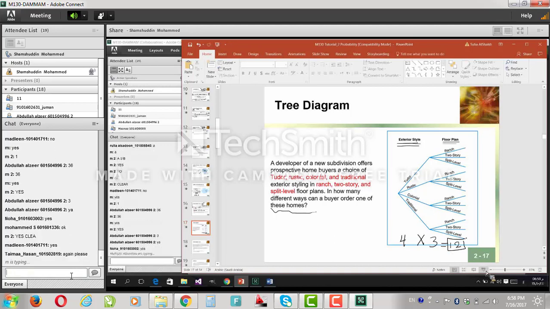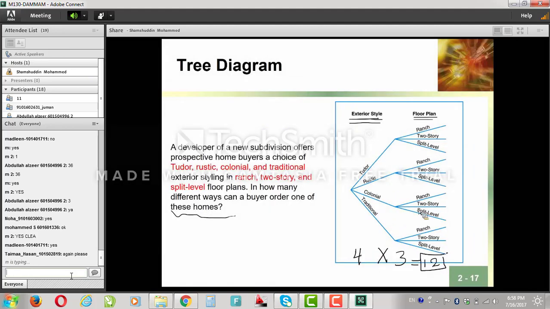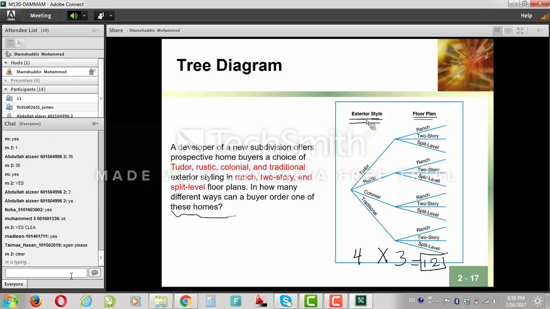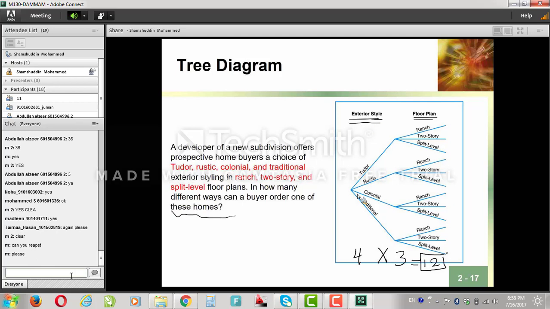Let me enlarge the slide for you. Have a look at it. I have 2 things or 2 steps to follow. Between the exterior style I have 4 options, then I will choose between the types of floors that I have, 3 options, followed by multiplying 4 times 3 using the multiplication rule, 12.